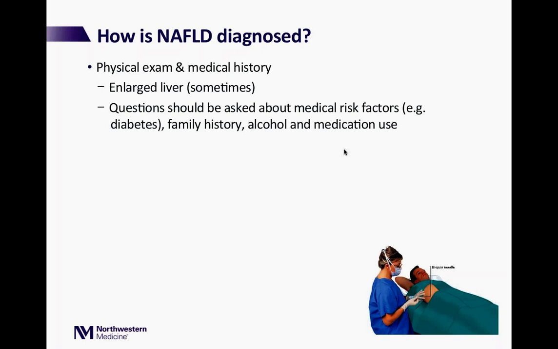Your practitioner should also ask you about different medical risk factors that might put you at risk for fatty liver disease, like diabetes. They should also ask you about your family history of any liver disease. There is a genetic predisposition to developing fat in the liver, though it's not completely inherited, meaning that just because you might have a diagnosis of fatty liver, it does not mean your children will have it, per se. Alcohol and medication use history are also very important because we want to make sure we're not missing other causes of fatty liver.